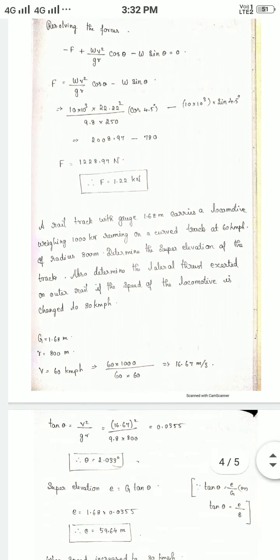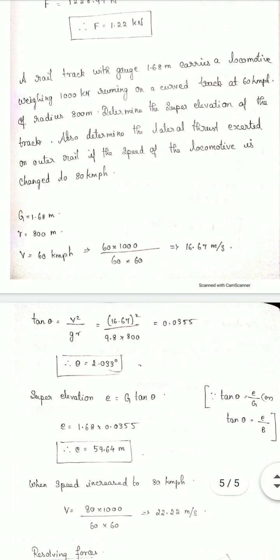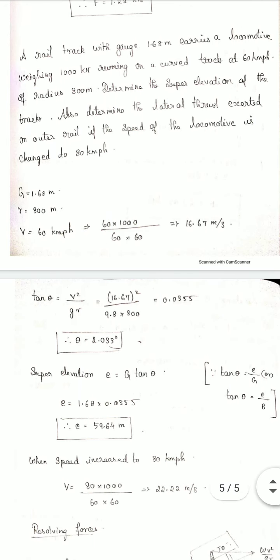So let me teach another problem for you. The same method and same procedure. The rail track with gauge 1.68 meter carries a weight of 100 kilonewton. So its W is equal to 1000 kilonewton, and radius is equal to 800 given in the question. And they have given another data: the locomotive is tracked at 60 km per hour, that is your V. To convert that 60 km per hour, we use the conversion, and we get V is equal to 16.67 meter per second.